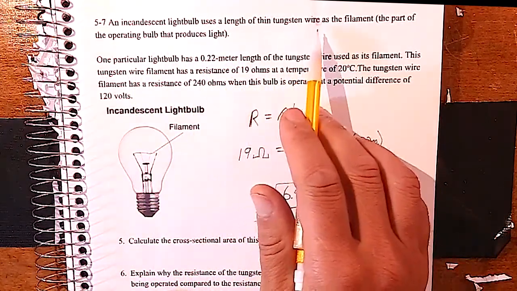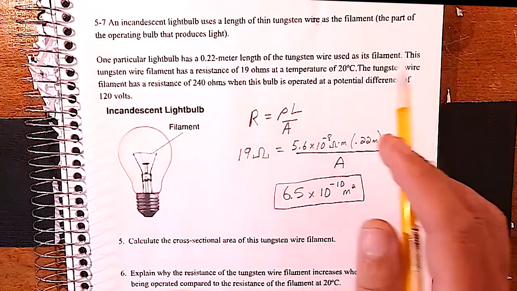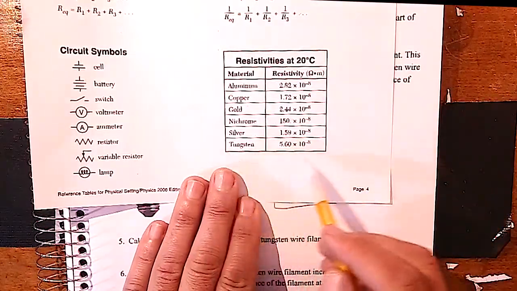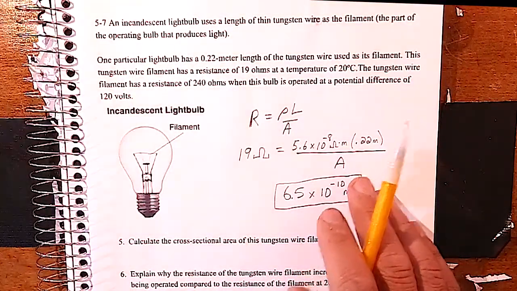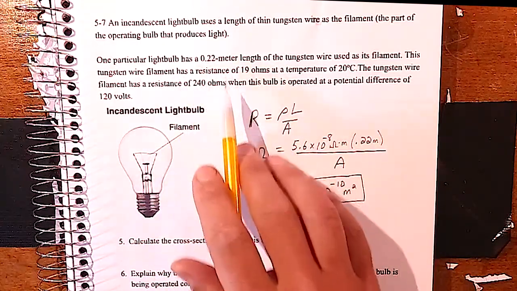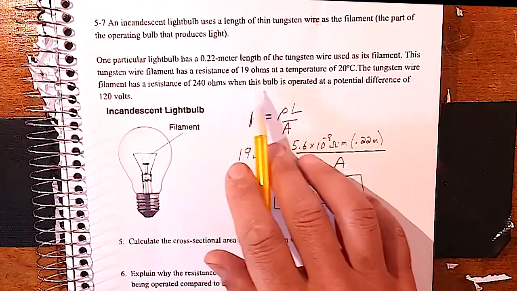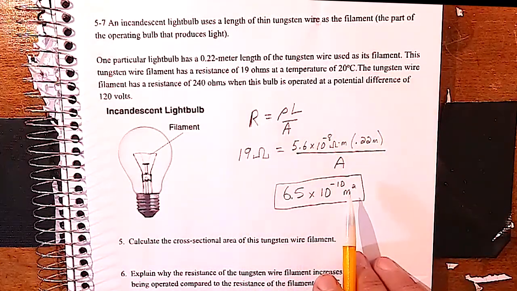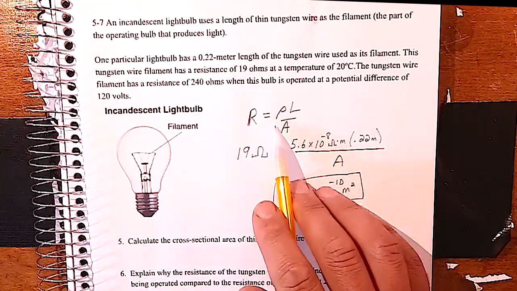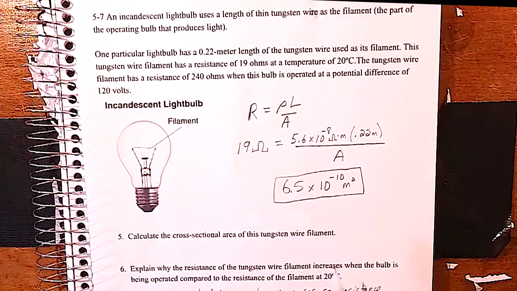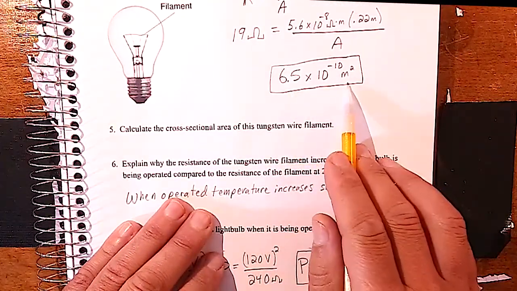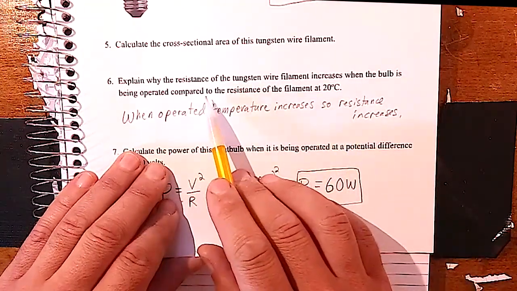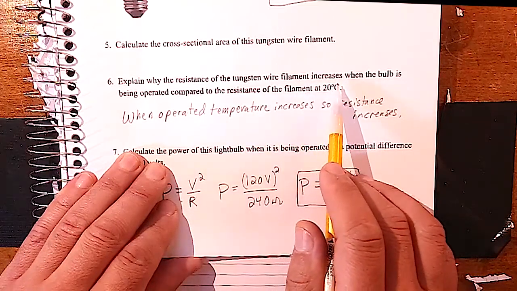Anyway, we have a light bulb with a thin tungsten wire. Tungsten means that we know we can look up the resistivity of tungsten, which is here on the reference table. And it says it's 0.22 meters in length, and they tell us it's 19 ohms. The 20 degrees Celsius just tells us that the number on the reference table is good to go. So that's just going to be R equals rho L over A, and that gives us the area in meters squared.